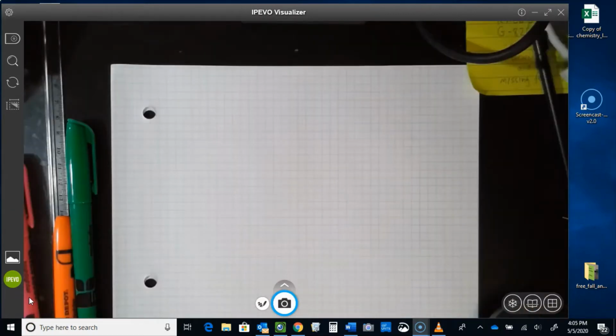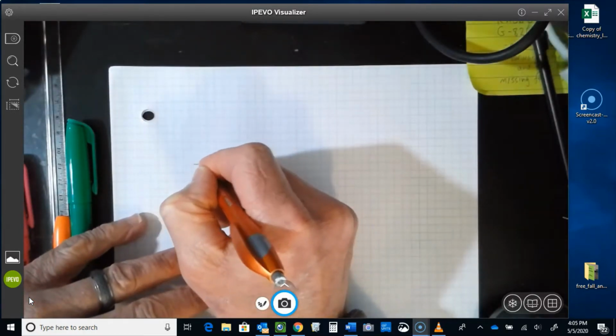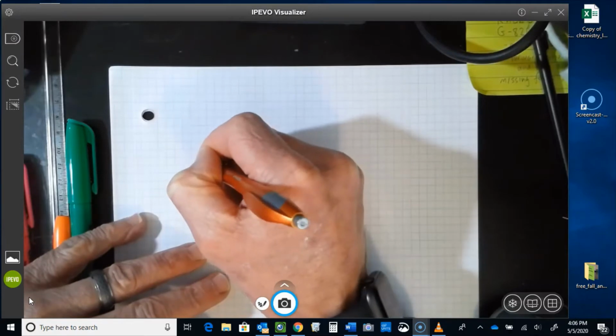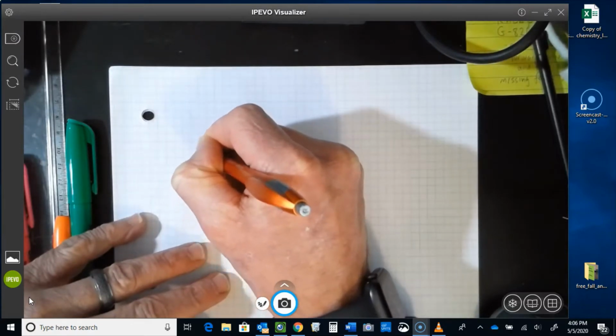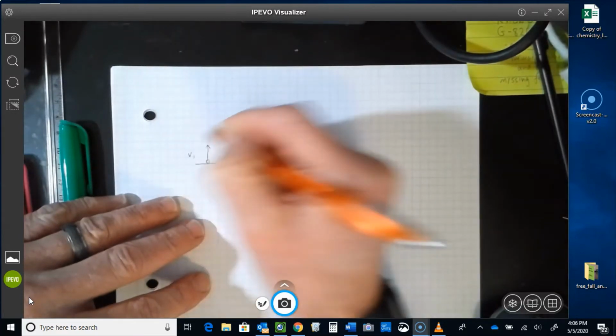Okay, so let's get started here. Let's first look at some of the vectors, motion map, motion graphs. We want to basically project an object straight up and allow it to come back down. So let's maybe make a drawing here first. In this case, why don't we just have it come directly off the ground. So we've got to get that object off the ground, we've got to project it with some sort of initial velocity, v sub i.